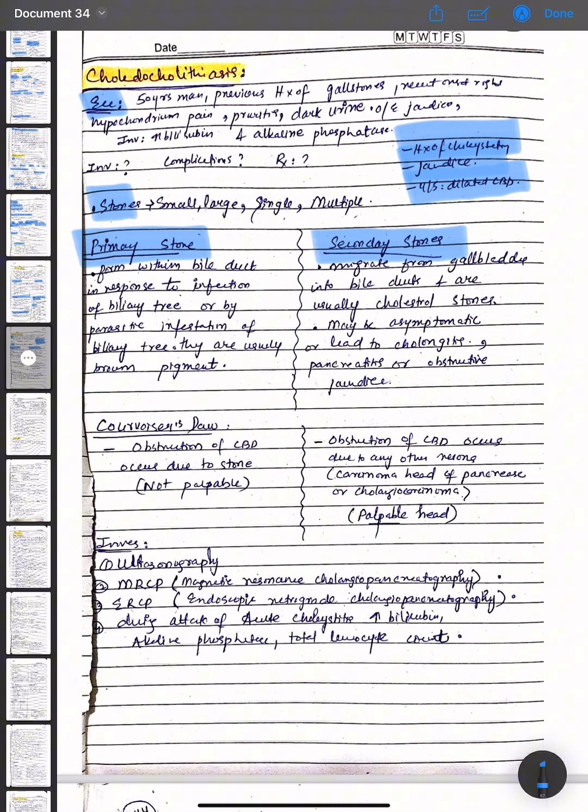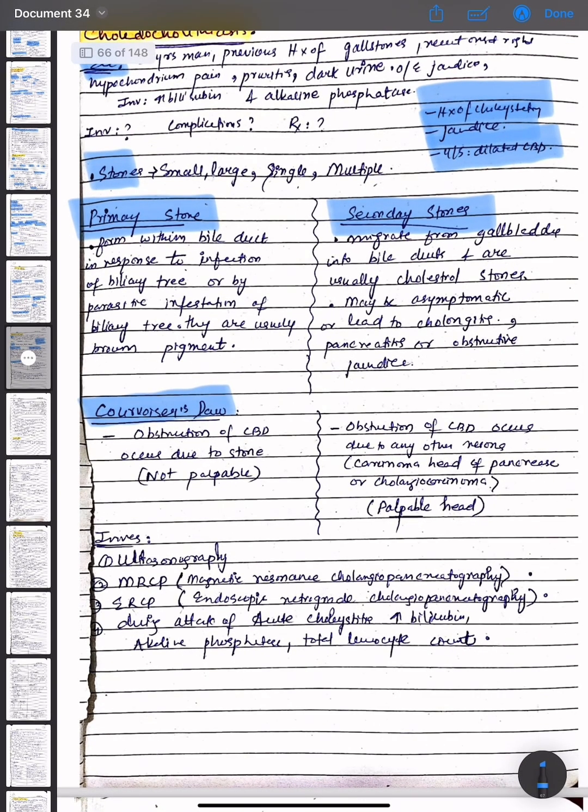They may be asymptomatic or lead to cholangitis, pancreatitis, or obstructive jaundice. Now we have Courvoisier's law, which states that if the obstruction of the common bile duct occurs due to a stone, the gallbladder is not palpable. But if the obstruction occurs due to any other reason, such as carcinoma head of pancreas or cholangiocarcinoma, then the gallbladder is palpable.